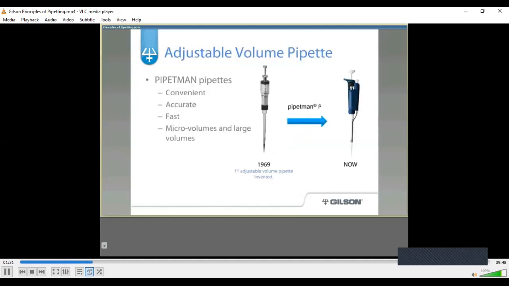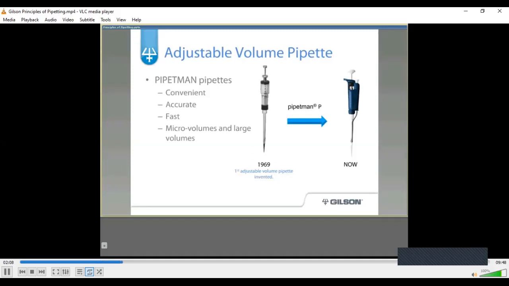Then the final evolution in pipettes are adjustable volume pipettes. These were invented by Dr. Warren Gilson in 1969. And the adjustable volume pipettes are very important, not only because they are accurate, but it also allows the technician to aspirate the exact volume that they want, not just what a fixed volume pipette would let them do. Adjustable volume pipettes are convenient, accurate, fast, and can pipette micro volumes of liquids all the way up to milliliters.